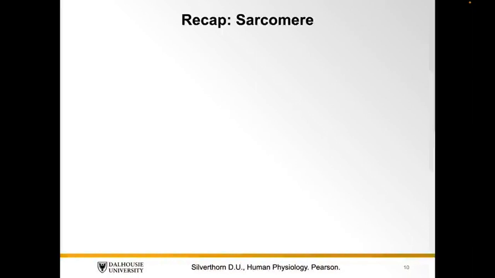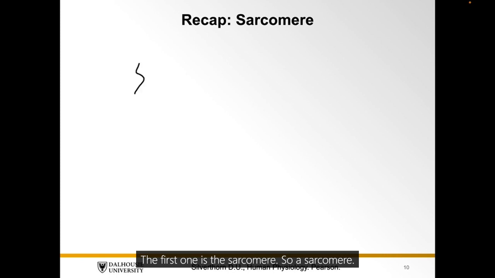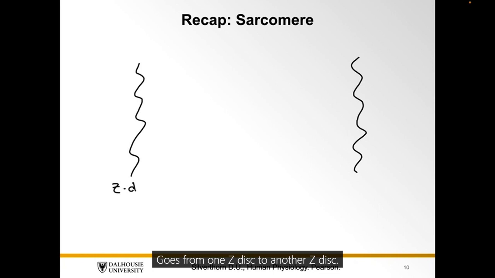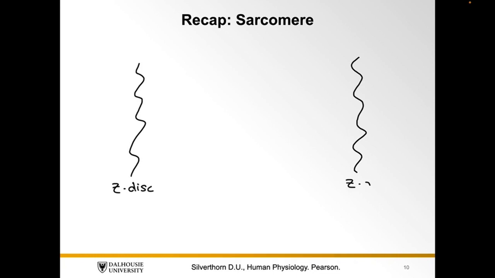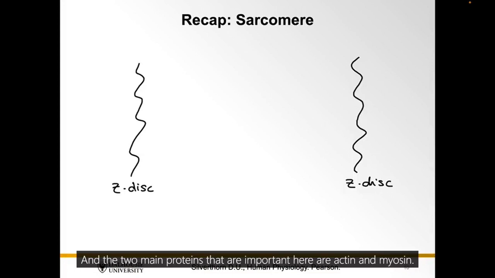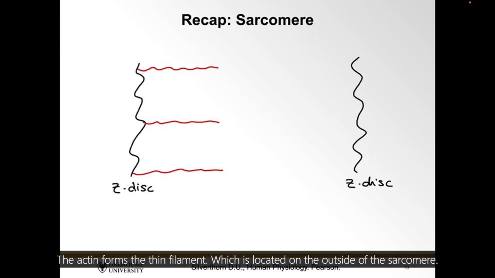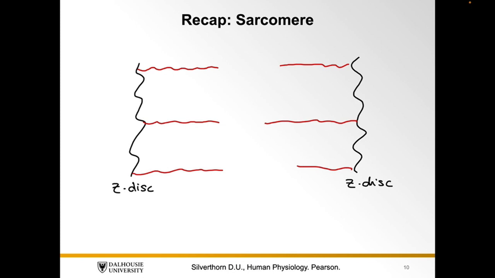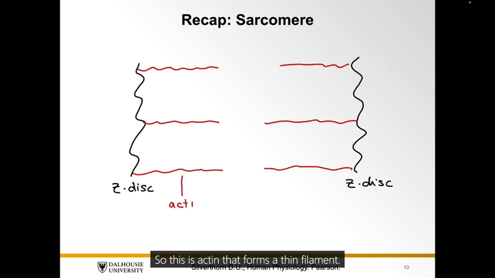So now let's recap some of the important structures that we talked about. The first one is the sarcomere. So a sarcomere goes from one Z disc to another Z disc. And the two main proteins that are important here are actin and myosin. The actin forms a thin filament, which is located on the outside of the sarcomere. So this is actin that forms a thin filament.